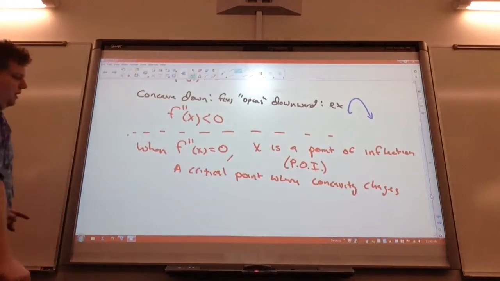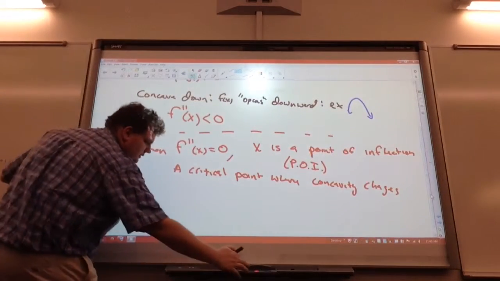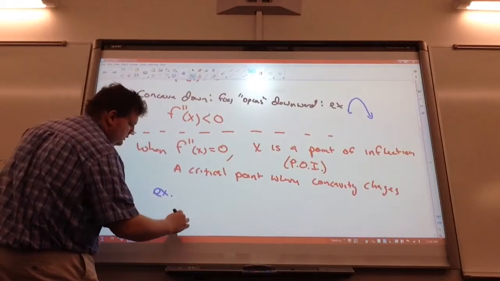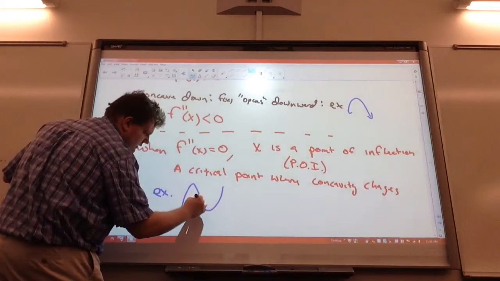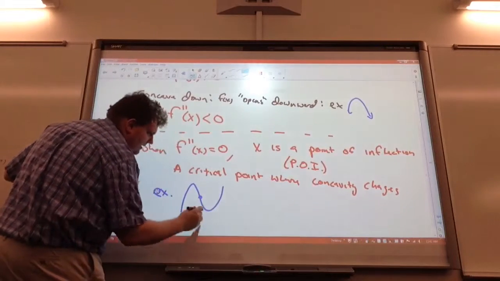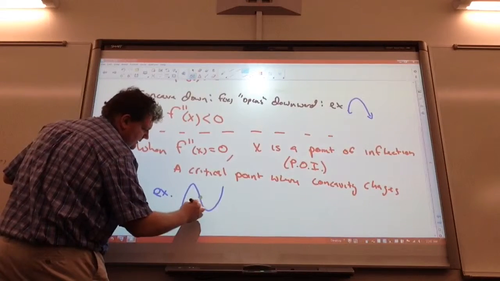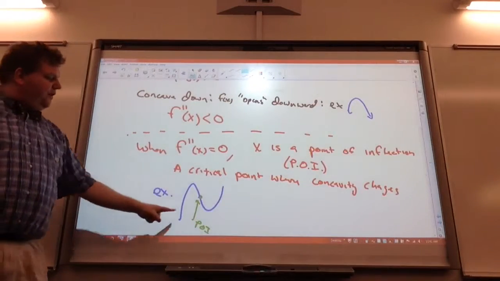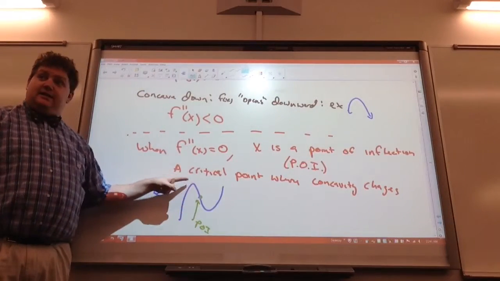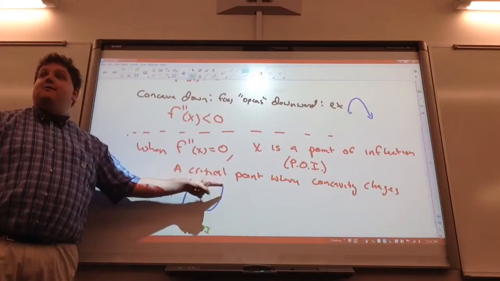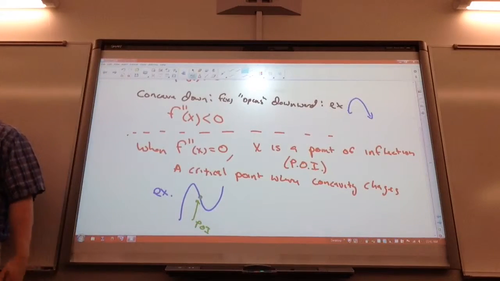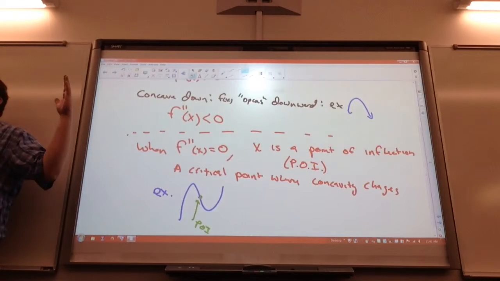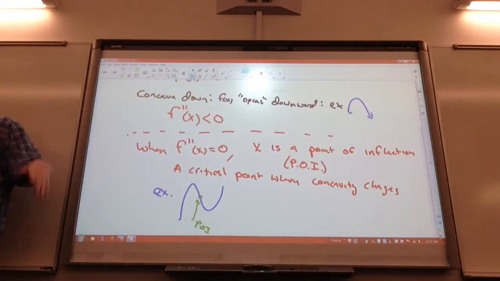An example of where one would occur: this point right there, that's a POI. Because before it, I was concave down, and after it, I'm concave up. So it's basically the point where I go from opening downward to opening upwards.